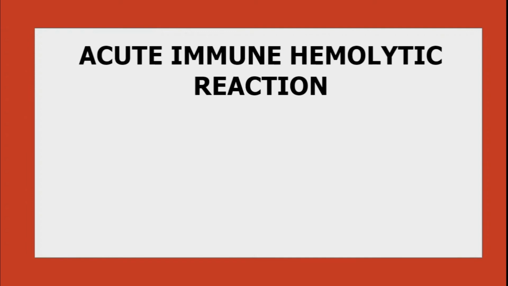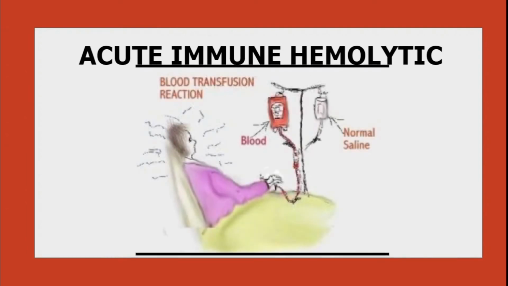Next is acute immune hemolytic reaction. It is a very serious problem, but it is very rare. The reaction is caused by the patient's body attacking the transfused RBCs. The attack triggers a release of substances that damage the kidney. This is often the case when the donor blood is not a proper match with the patient's blood type. The symptoms of this disorder are nausea, fever, chills, chest and lower back pain, and dark urine.